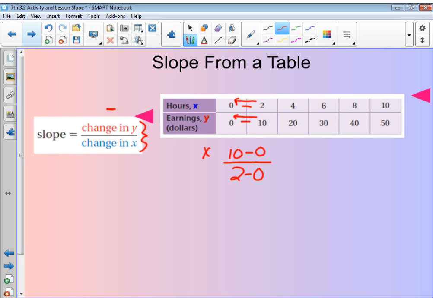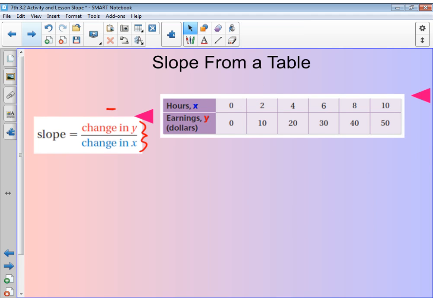I can't flip-flop. The reason being is that's going to change whether your slope is positive or negative if you flip them around. So here you would notice once again, 10 minus 0 is 10, 2 minus 0 would be 2. This would reduce to 5 over 1, which would be the same as just a slope of 5. And if you leave it as 5 over 1, that's fine.